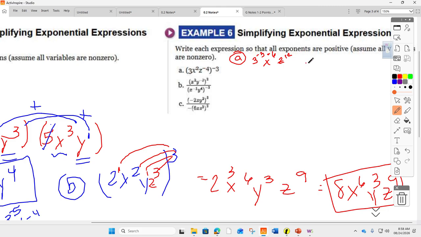So now I have 2 negative exponents. I know I need a fraction. So I'm going to move everything that has a negative exponent into my denominator and make that exponent positive. Whatever is not negative, leave where it is. So our final answer for A is x to the 12th over 27 times x to the 6th.